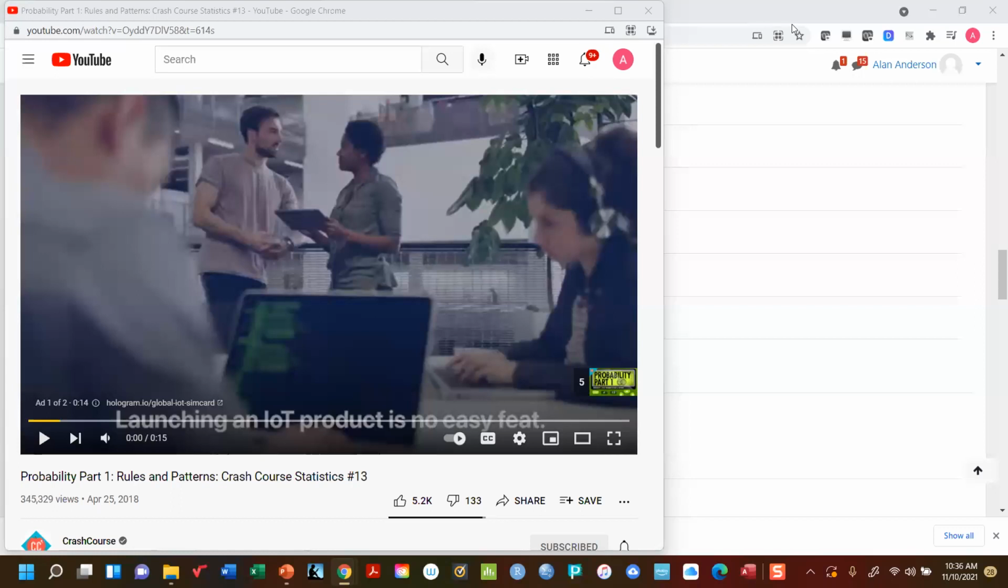We calculate conditional probability, P of event 2 given event 1, by dividing the probability of event 1 and event 2 by the probability of event 1.